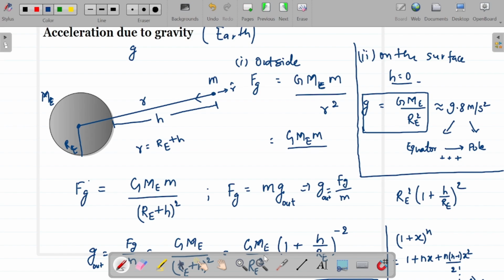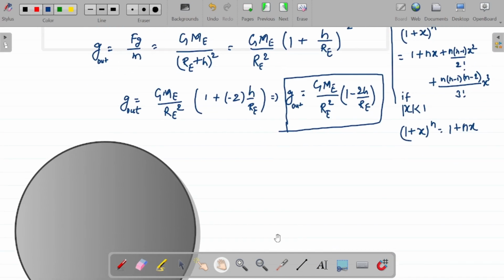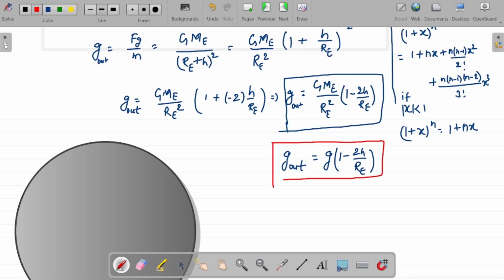Okay. And if it is at height h, we will have this one. So g at a height of h can be written as, let's say, g h. This can be written as, look, G Me by Re square. This is what we have taken, acceleration due to gravity on the surface, and then 1 minus 2h by Re. This is acceleration due to gravity at height of h.